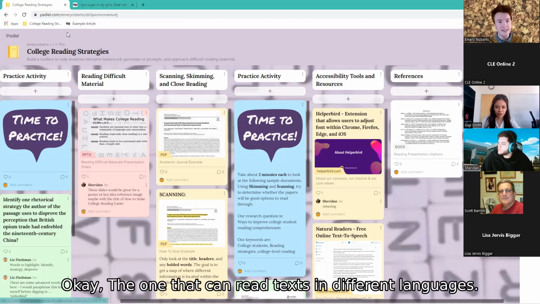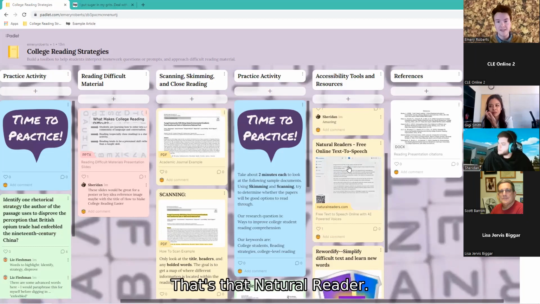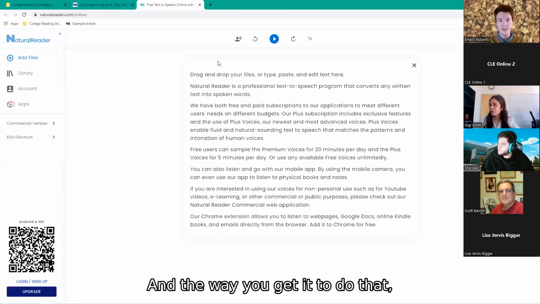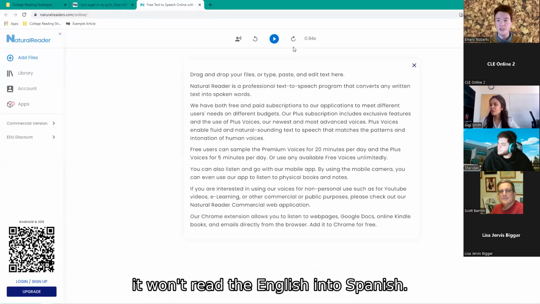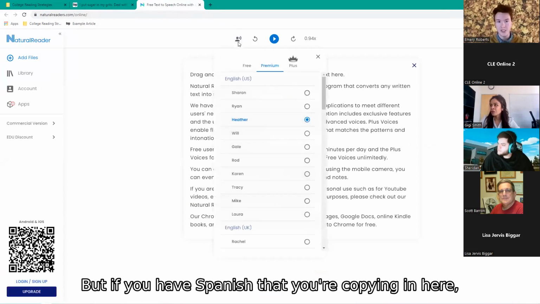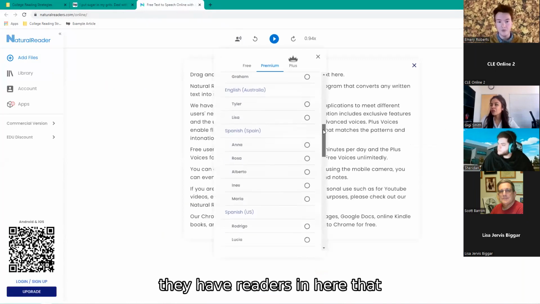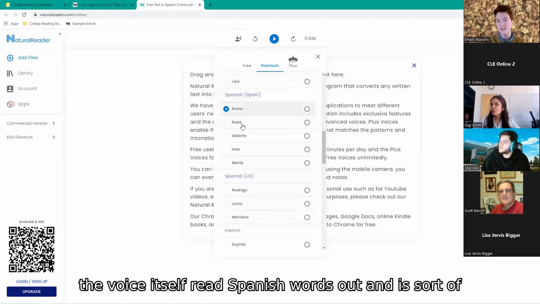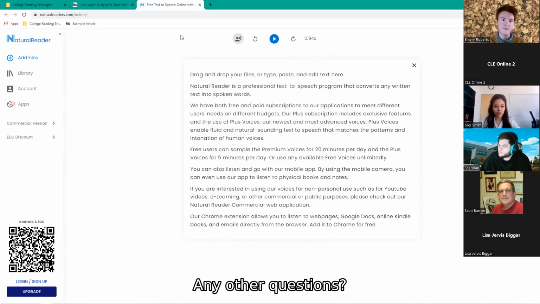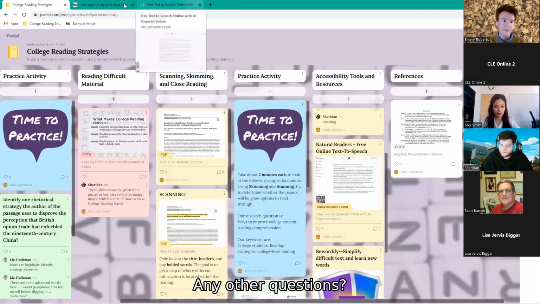Okay, the one that can read texts in different languages, that's Natural Readers, the second one here. The way you get it to do that, it won't read the English into Spanish, but if you have Spanish that you're copying in here, they have readers in here where the voice itself reads Spanish words out and has the intonation to do that. Any other questions?